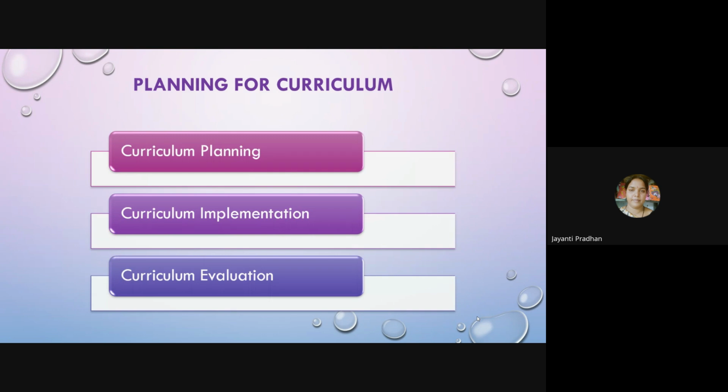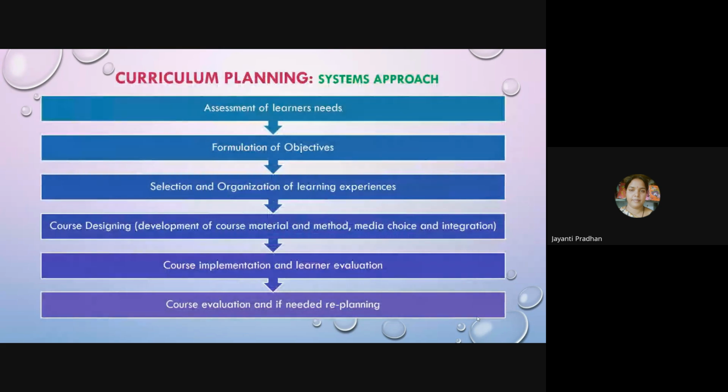So if the curriculum is to be prepared, then what steps should be taken? The first step is planning for curriculum. Curriculum planning, curriculum implementation, and curriculum evaluation. These three steps are important. In curriculum planning, there is a systems approach. In a very systematic way, in a step by step way, we can go for planning the curriculum.